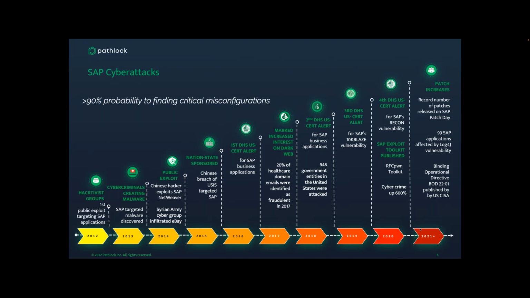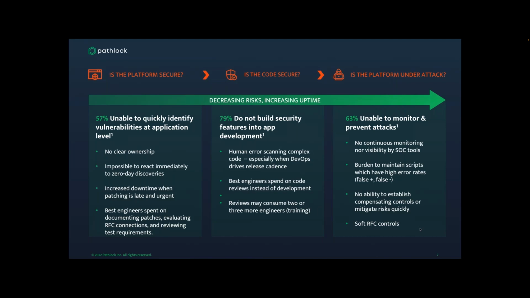When we look at this first tier, we ask three basic questions. Is the platform itself secure? Are customizations of that platform, is the code that is customizing that platform secure? And then, is the platform under attack? Those are the three primary questions for this first tier. And it's challenging. 57%, for example, in a recent survey showed that they're unable to quickly identify the vulnerabilities at the application level. So 57% cannot answer that question very well.